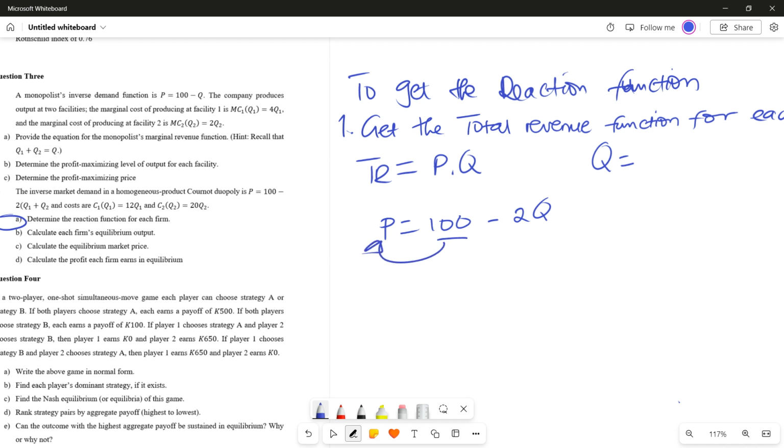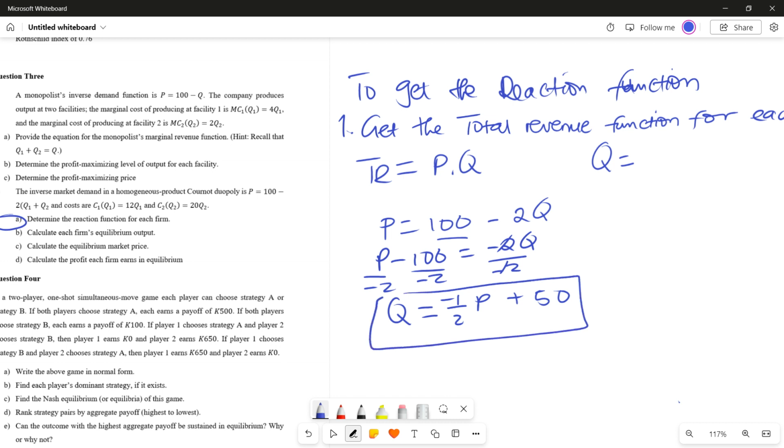Then divide throughout by minus 2. So this can be P less 100 is equal to negative 2Q. Then we divide throughout by minus 2 like that. You see that? So our Q, which is the normal demand function and not the inverse, will just be negative half P plus 50. So this is the original demand function where the inverse demand function came from.